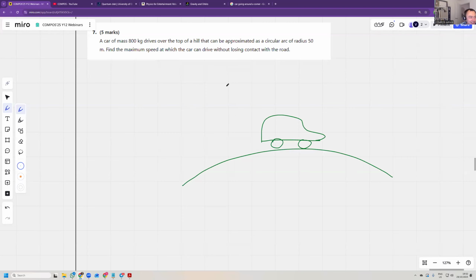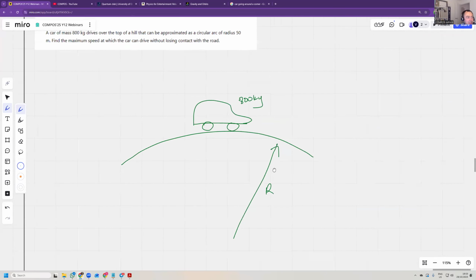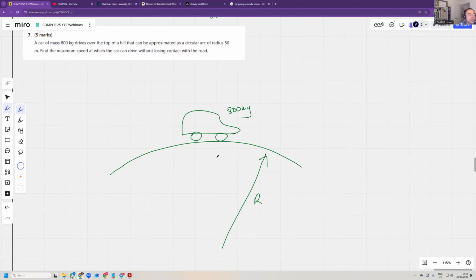Best drawing of a car ever. So, 800 kilograms over the top of a hill, and it's an arc of radius r. Find the maximum speed at which the car can drive without losing contact with the road.